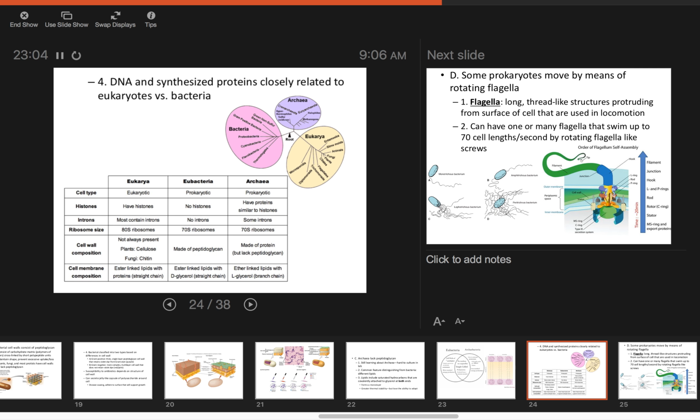DNA and proteins, they're closely related to eukaryotes and bacteria. So now with technology, we've been able to sequence the genome, and we have discovered that archaea, yeah, they're similar to bacteria, but they're actually more closely related to eukarya.